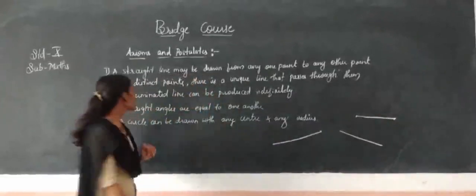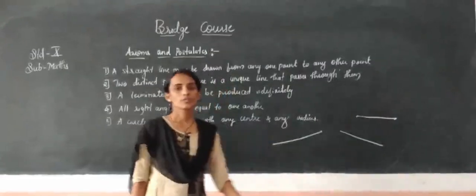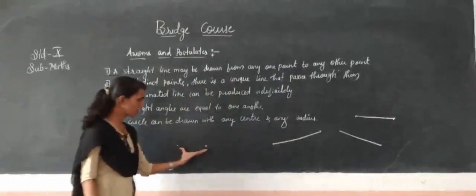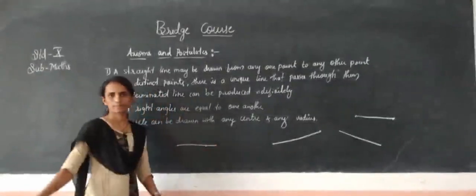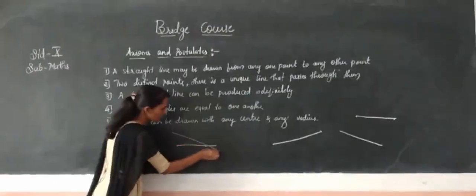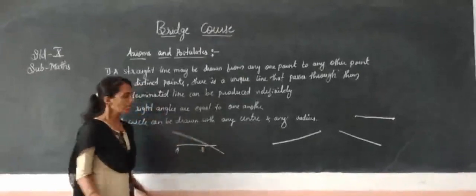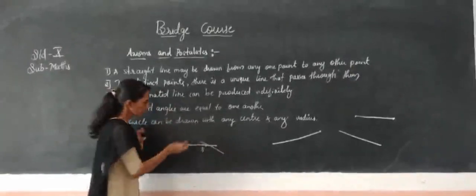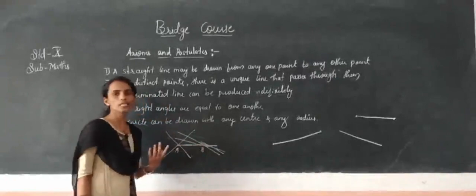So next one: given 2 distinct points, there is a unique line that passes through them. Given any 2 distinct points, only one line can pass through them, not more than one. If A and B are the 2 points, only one line can pass through both. If you want to draw another line, it can pass through A or through B, but not through both A and B.